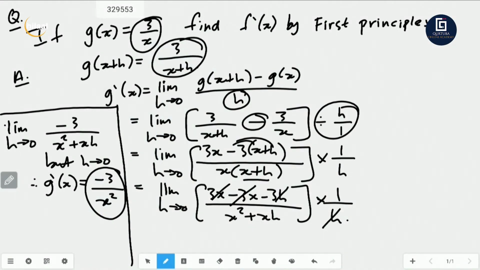So it's negative 3 over x squared. That's your final answer. This is also an exam type question. A question like this would be worth 5 to 6 marks in your final exams.